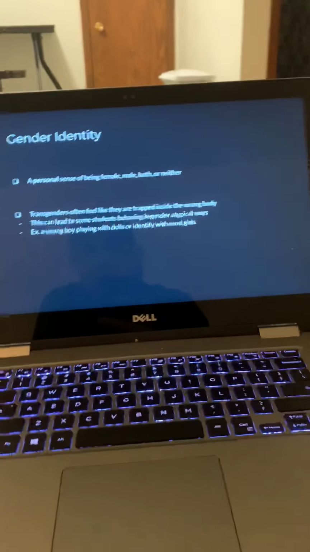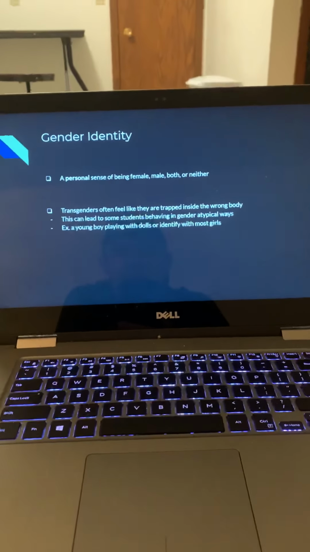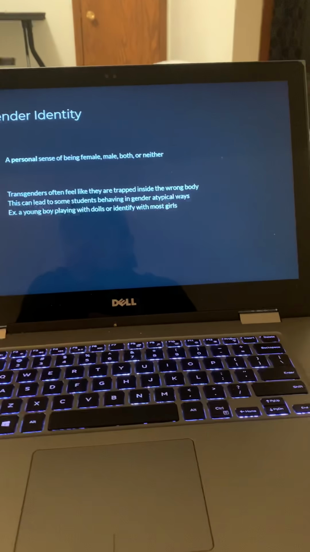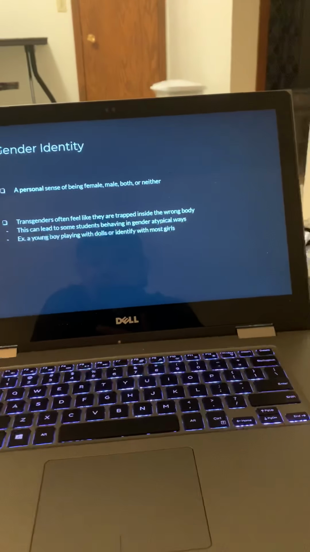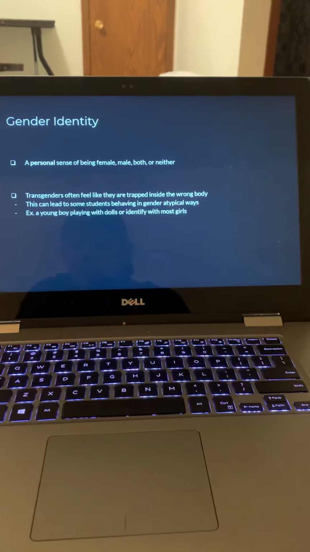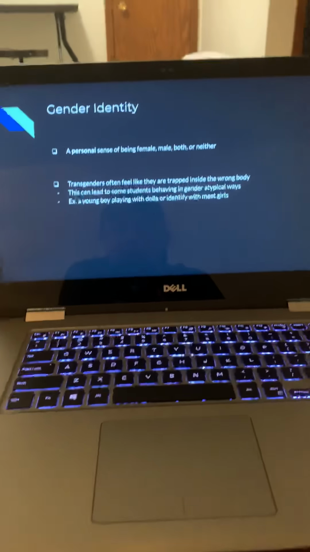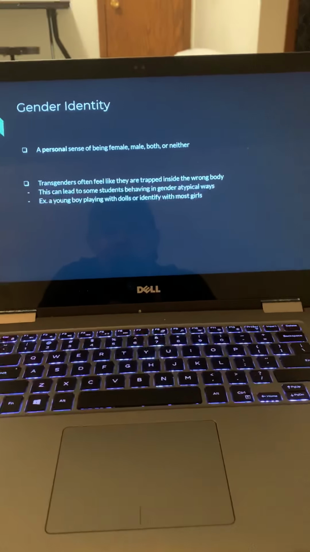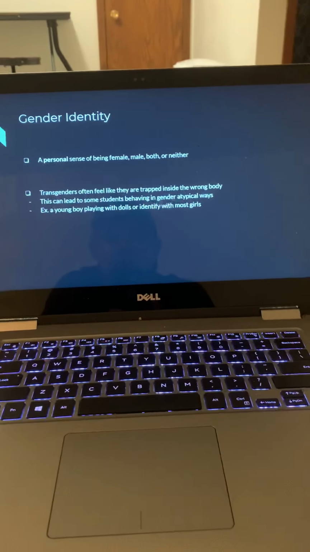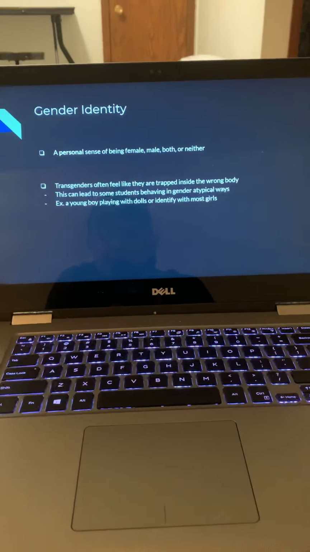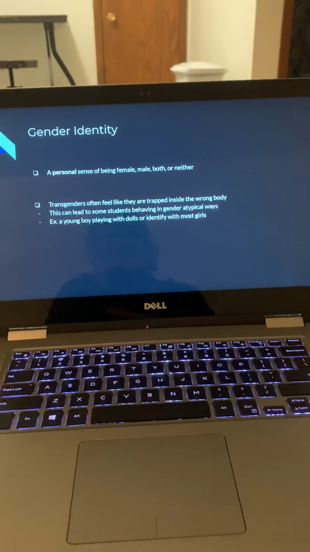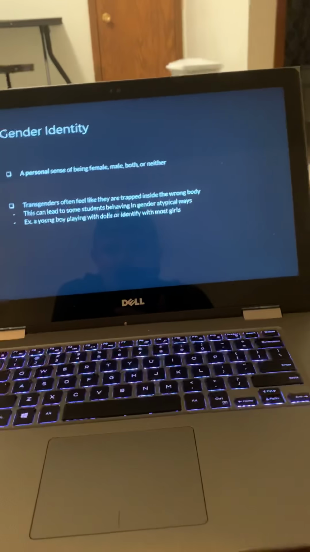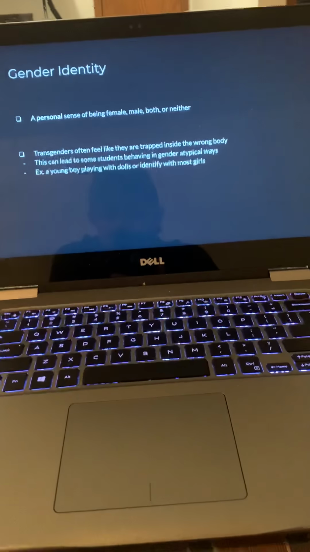Then it goes into gender identity, which is a personal sense of being male, female, both, or neither. Please note that since society has changed over the years, it is not as straightforward as previously thought. Hence why transgender people often feel like they're trapped inside the wrong body. This can lead to some students behaving in gender atypical ways, which is just behaving outside the norm of what they're supposed to. An example of that is a young boy playing with dolls or identifying with girls more so than guys.